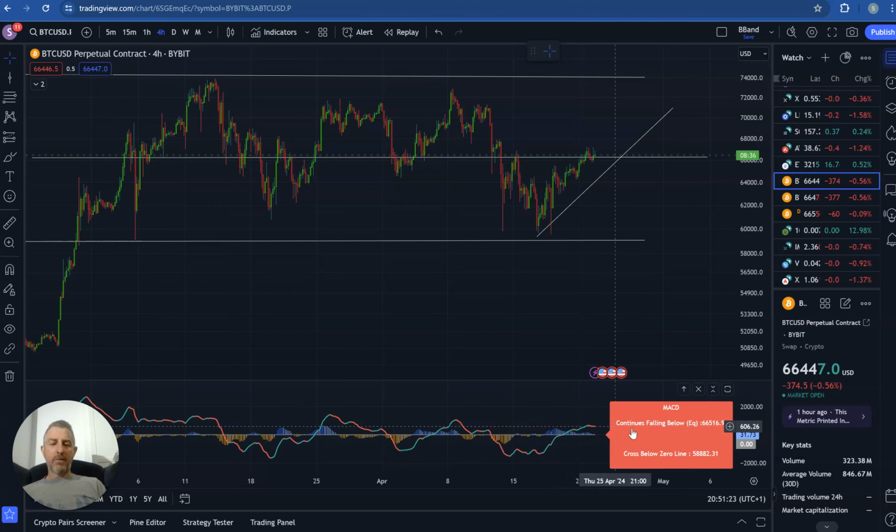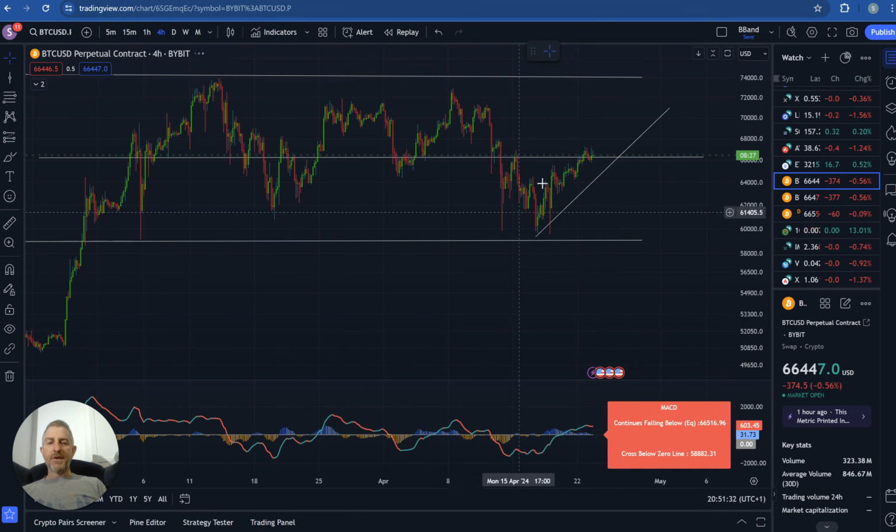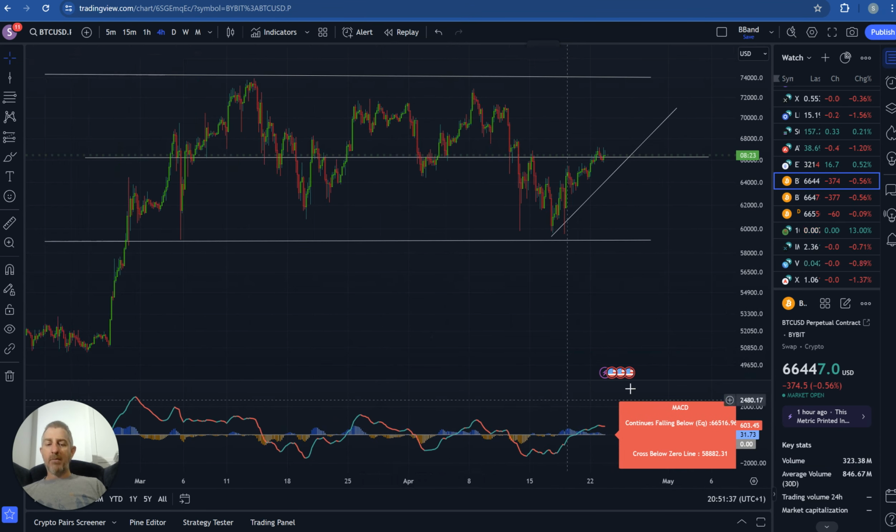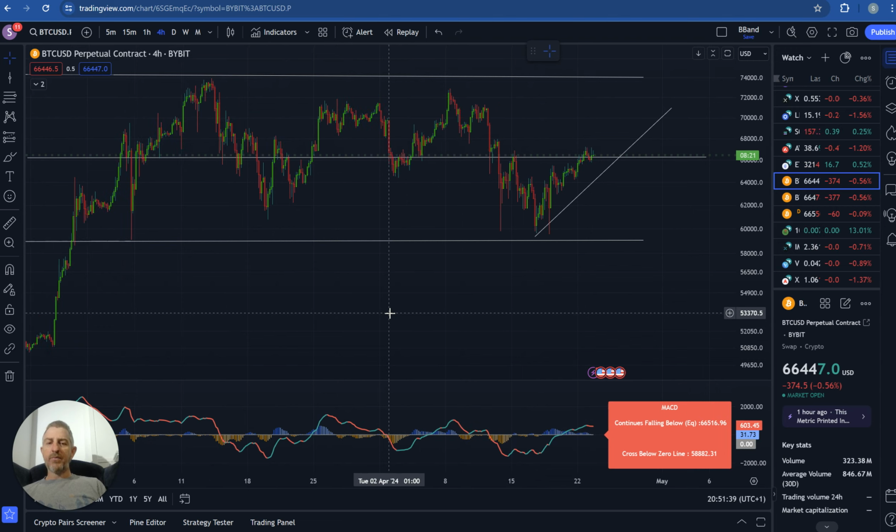The MACD is still above the zero line, and it's quite far away from turning down, although, as I said, I don't trust these numbers when the MACD is quite far from the zero line. But there's continuation to the upside, certainly on the 4 hour, and momentum is to the upside.